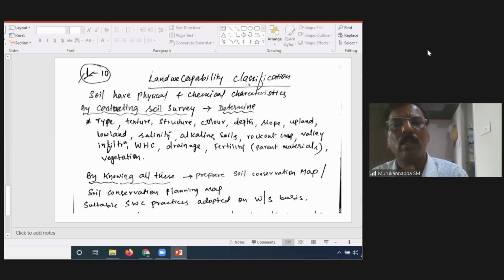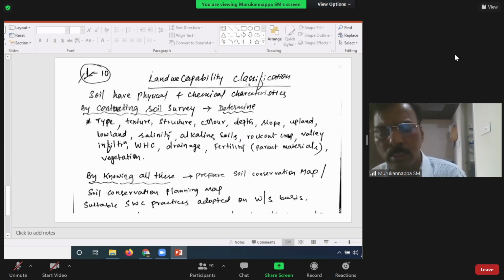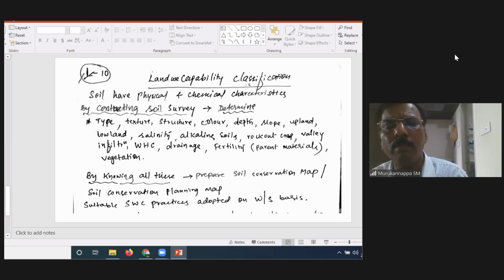So in this case, this land use capability, what happens is there are different kinds of land in the watershed area, with different land use patterns in the given area. It has thousands of hectares, sometimes lakhs of hectares. So the entire land is not uniform. In that situation, there are different land categories and different land users.